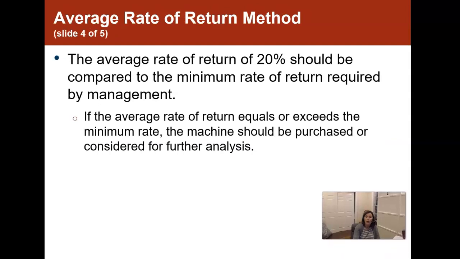If we want to use that number and compare it to some standard which we've set, and if the 20% meets or exceeds what we need to get for this project, then we accept the project or say, okay, we want to look at this further. If it's less than what we expect to get from the project, then we will just reject it and move on.